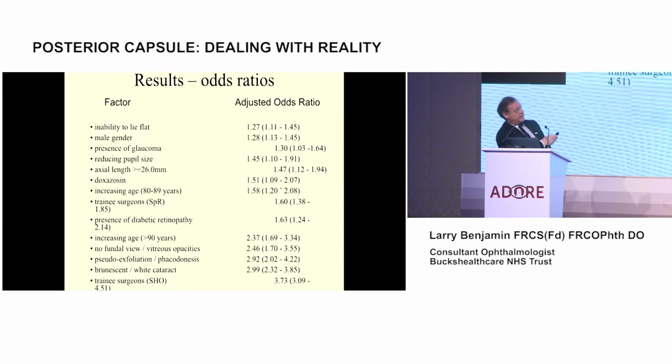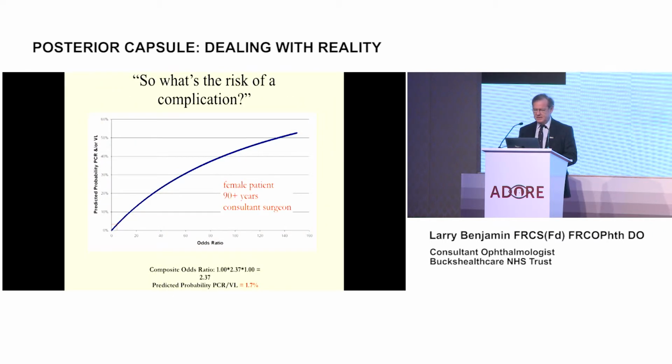And all of these things are important in terms of recognizing them as a risk for losing vitreous. What he then did was he took these composite odds ratios, and if you multiply all these risk factors together, you get a predicted probability of the vitreous loss. So, for example, two of those risk factors, 90-year-old surgeon, female patient, the predicted probability of vitreous loss is 1.7%, because you've multiplied those two risk factors together.